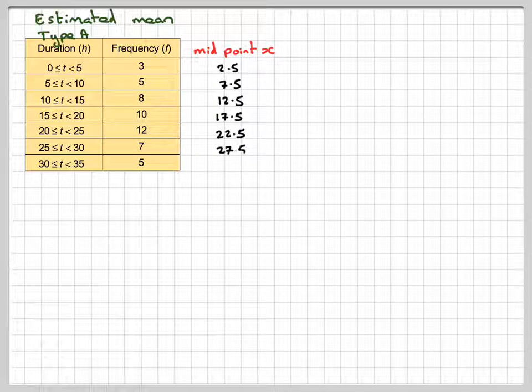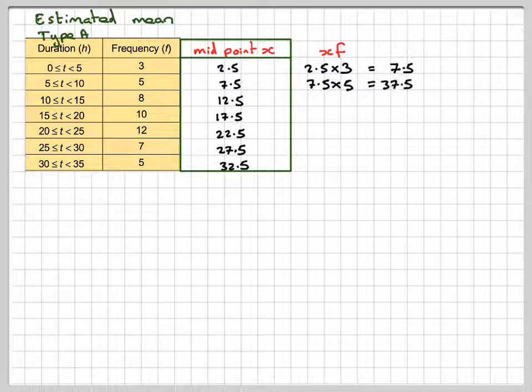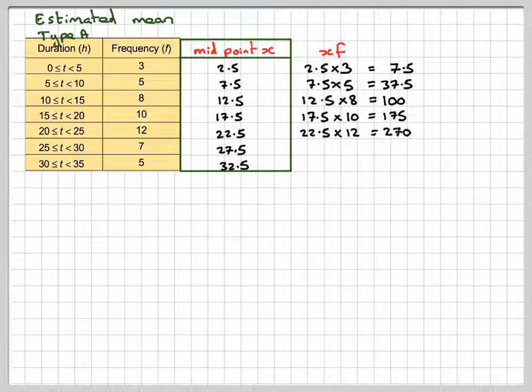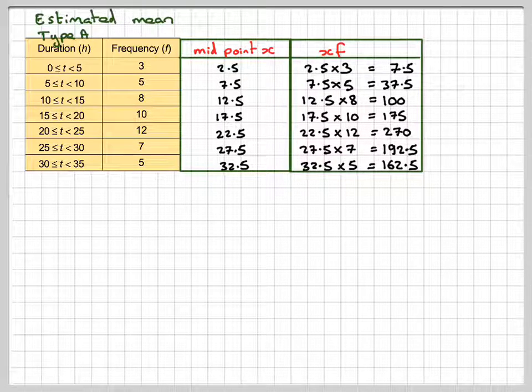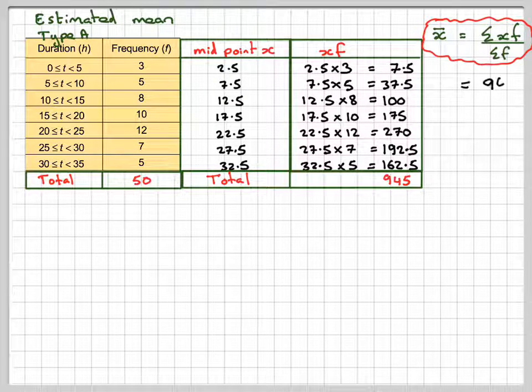17.5, 22.5, 27.5 and 32.5, and then you work out x times the frequency, so it's 3 times 2.5, 7.5, 37.5 and so on. So you work these all out. We've done this once before. Right, and the mean is going to be the sum of xf over the sum of f. The sum of f is 50, and the sum of xf is 945. So it's 945 divided by 50. It gives me 18.9 hours.